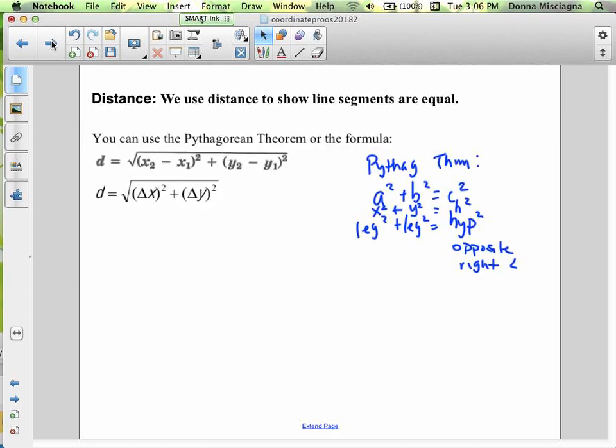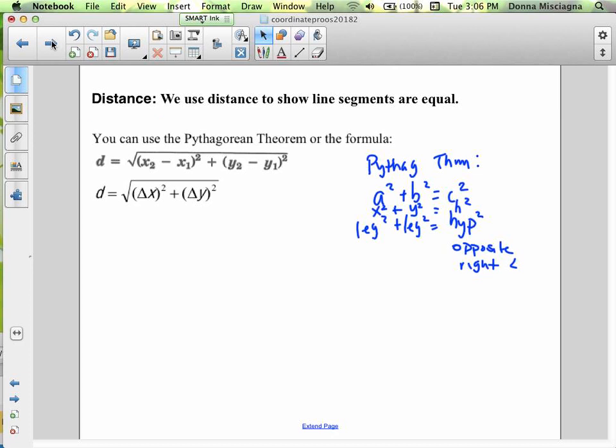And then for distance, we use the distance formula or the Pythagorean theorem to show line segments are equal. Right? So it's the difference in the x coordinates squared plus the difference in the y coordinates squared, and then you take the square root of that, or you simplify the radical if it's not a perfect square. Pythagorean theorem: a squared plus b squared equals c squared, or if you like, x squared plus y squared equals h squared, or leg squared plus leg squared equals hypotenuse squared. Just remember the hypotenuse is opposite the right angle.